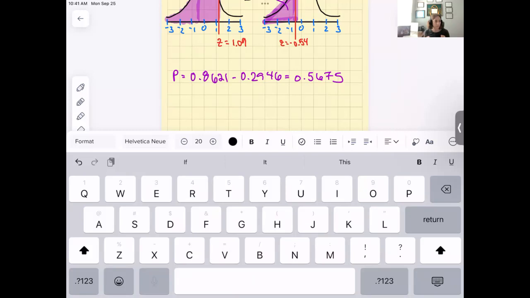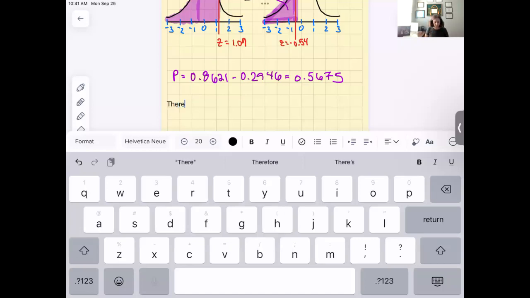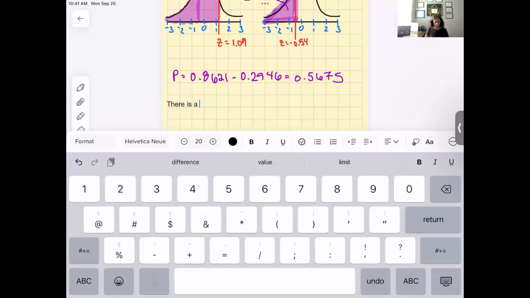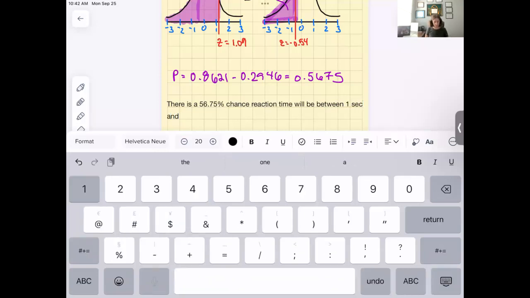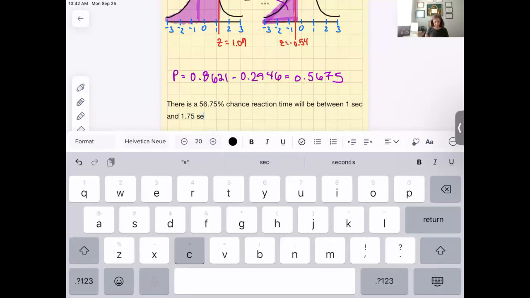The probability that a value is between 1.25 and, well, how'd you get negative 0.38? Wasn't it 1 second and 1.25? It was 1.75 seconds and 1 second, right? But yes, that's the basic idea. There is a 56.75 percent chance that reaction time will be between 1 second and 1.75 seconds.